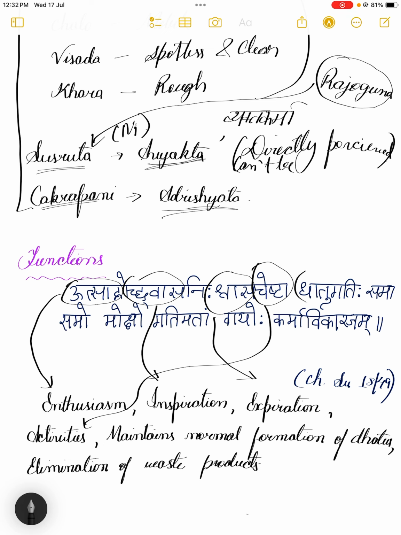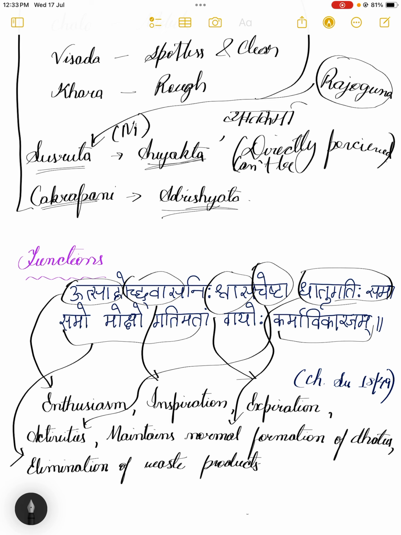Dhatu gatihi sama means it maintains the normal formation of dhatus and the normal speed of the formation of dhatus. And samo moksha gati matang. Moksha means to liberate, and thus it means elimination of waste products from the body. So these are the functions of Vata Dosh. And the last term, karma avikarajam.